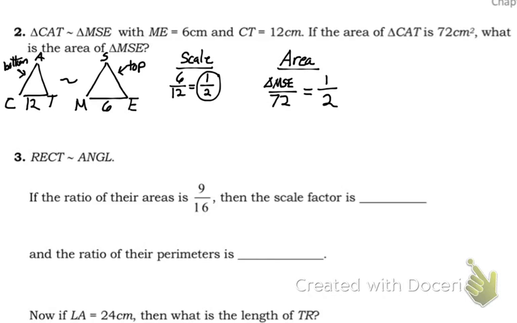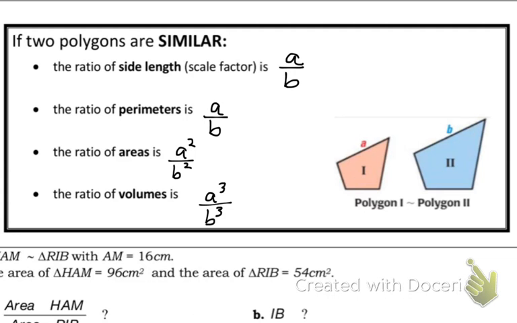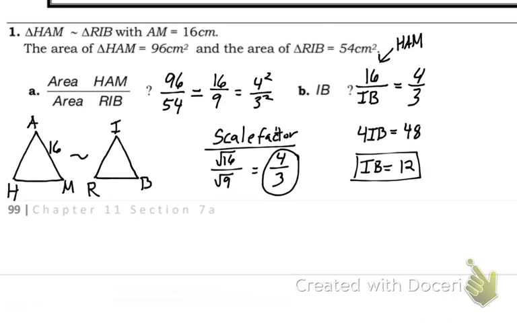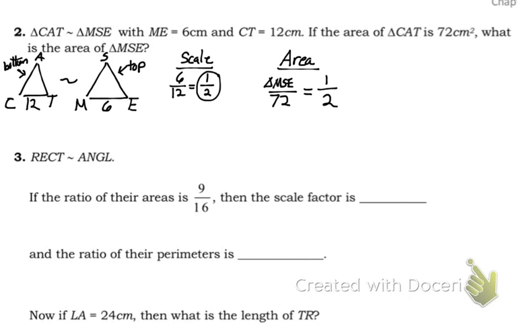Remember that the area is a squared over b squared. So if my scale factor is 1/2, and this isn't really a word, but I'm going to call it my area factor, it's going to be 1 squared over 2 squared, which equals 1 over 4. So that means instead of 1/2, this has to be 1 over 4. Those that didn't see it at first, do you see it now?